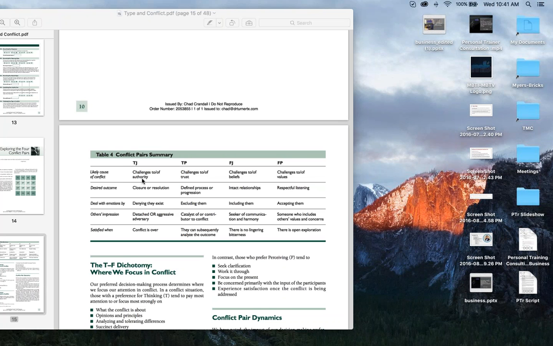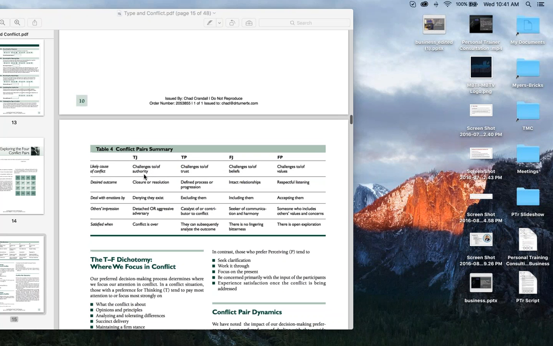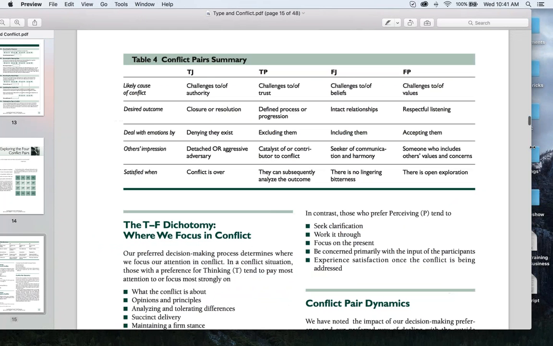So if you look at your conflict pair, you can see what actually causes the conflict. This is very common for me. TJ: challenges to authority. Absolutely. A TP: challenges to trust. Naturally, that didn't jive with me at first, but then when I started understanding it, it did. FJ: challenges to beliefs, and intact relationships is the desired outcome. Respectful listening is the desired outcome for FPs. Challenges to their values is the cause of conflict.